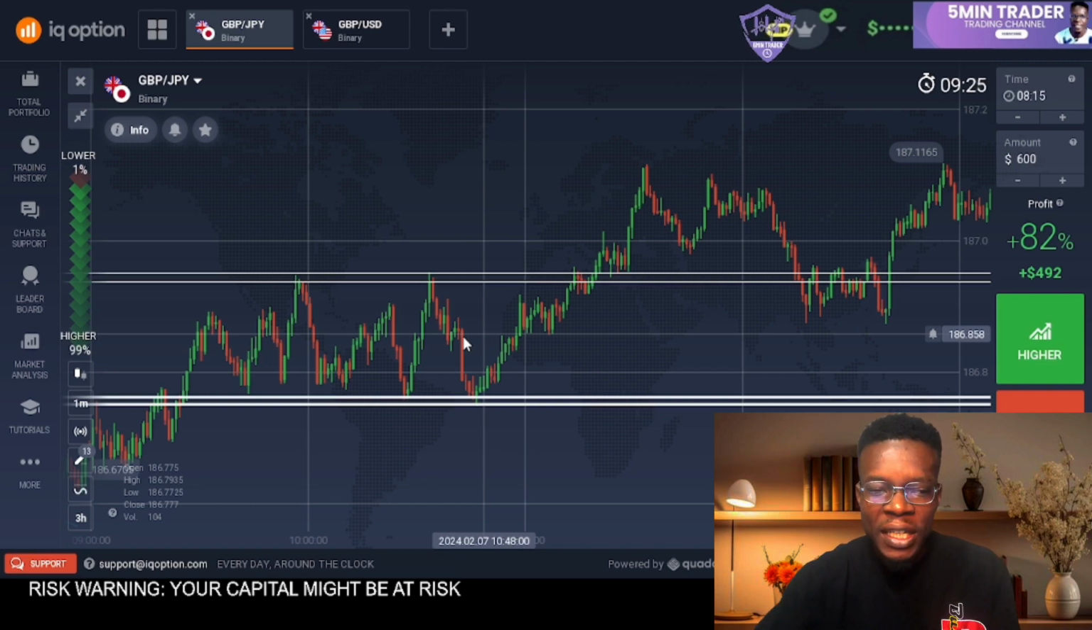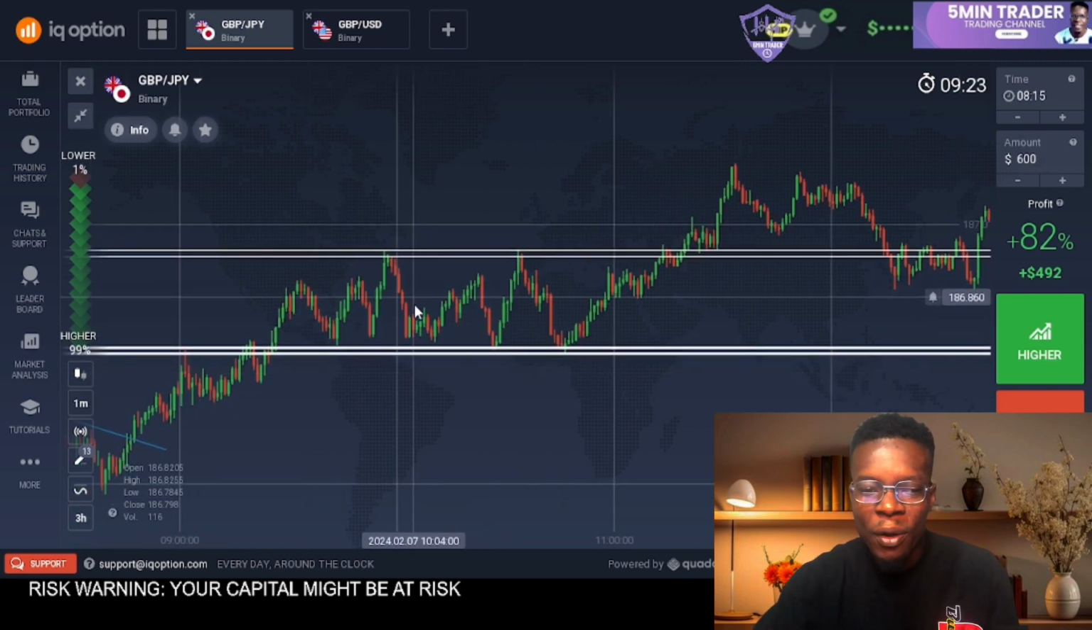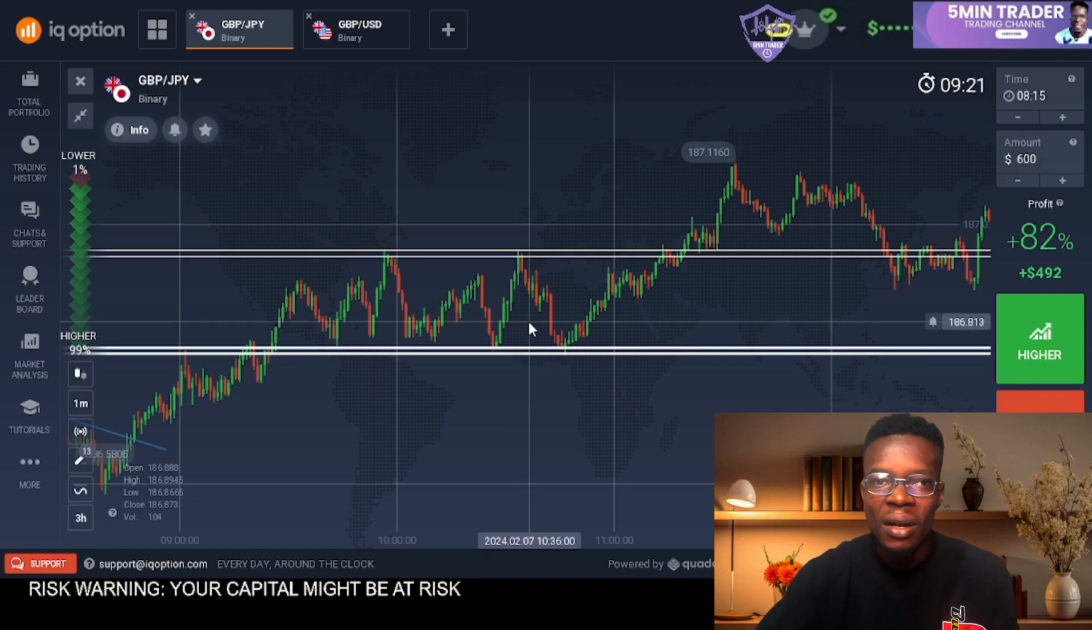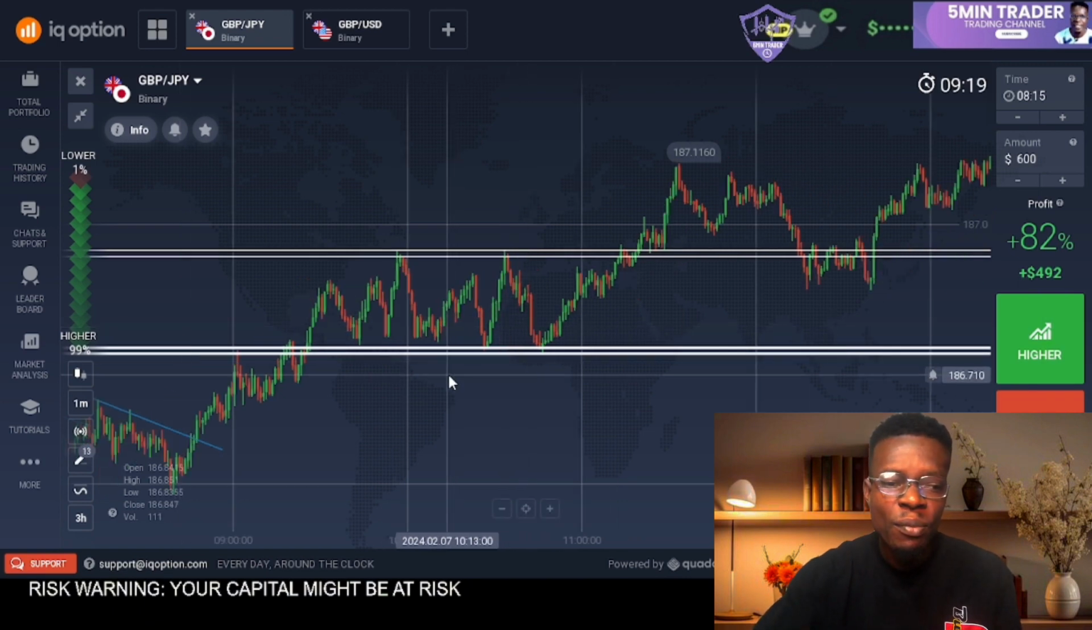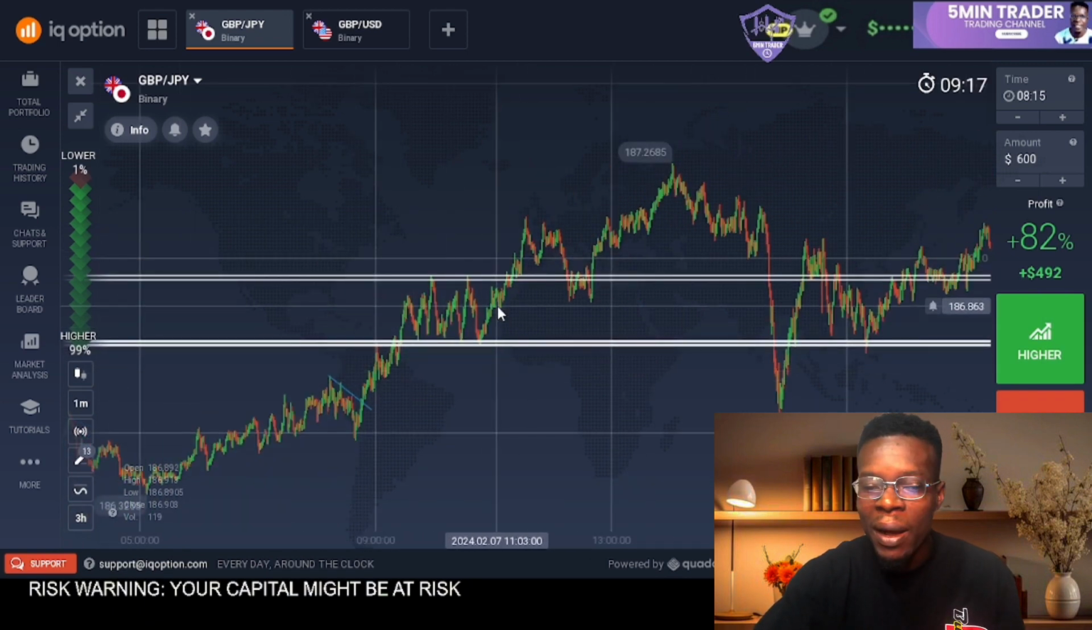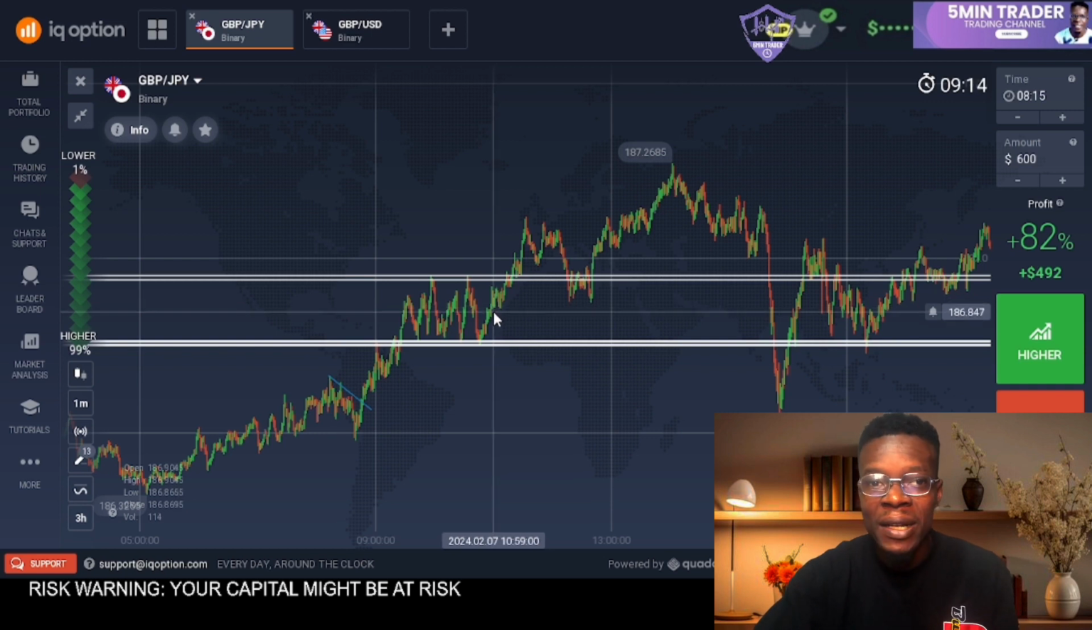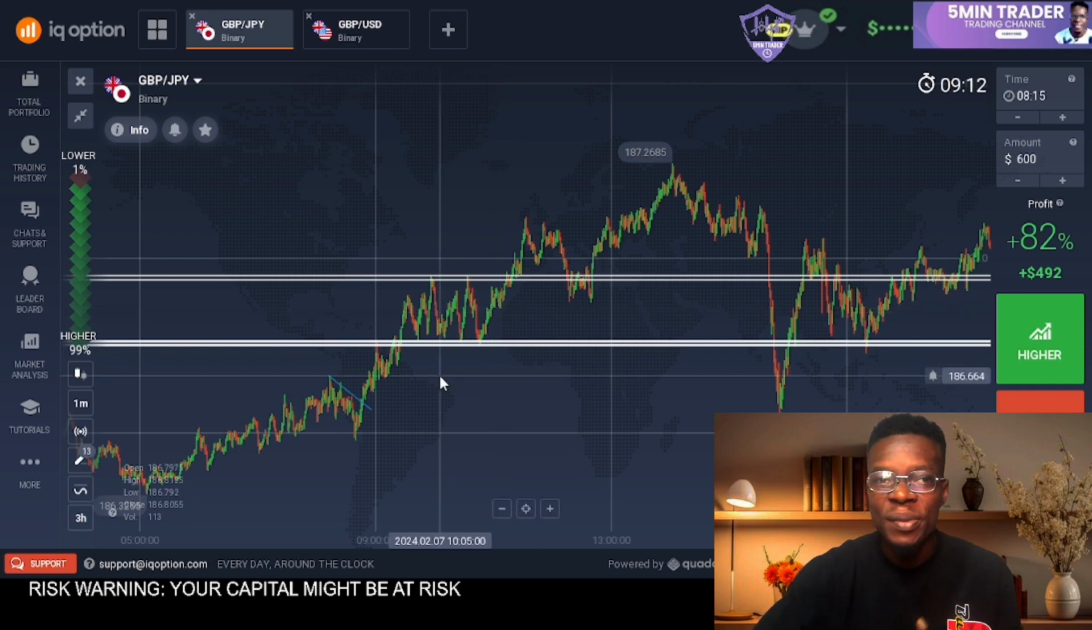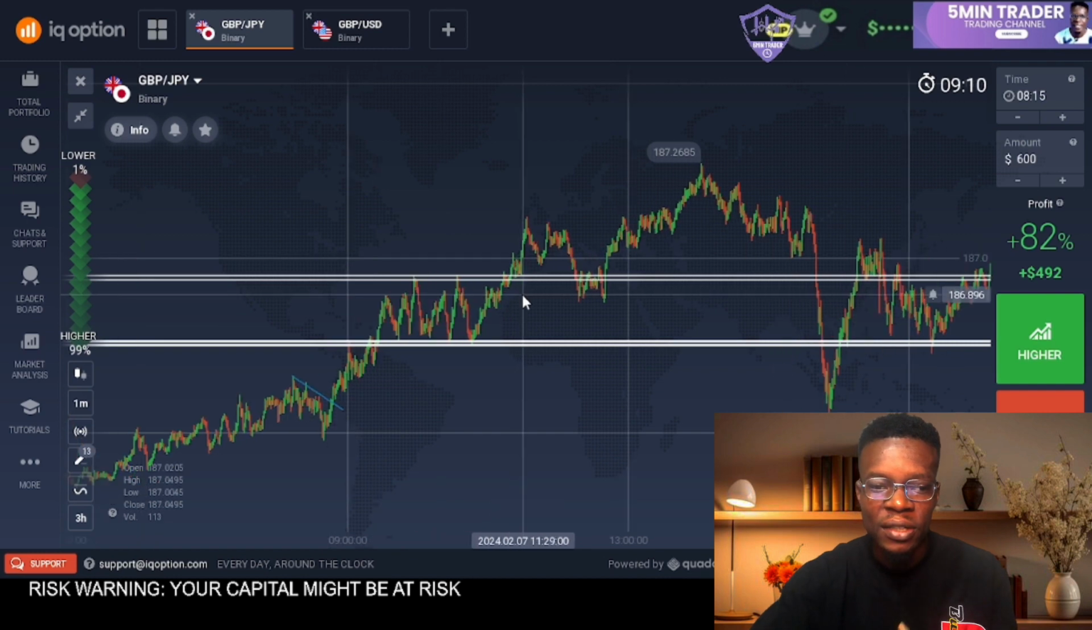It can move the same way for a couple of minutes, but it's going to be changing as time progresses. It may move the same way for a period of an hour, 2 hours, or even 3, 4, 5 hours, but after some time there's going to be a change in that market structure.